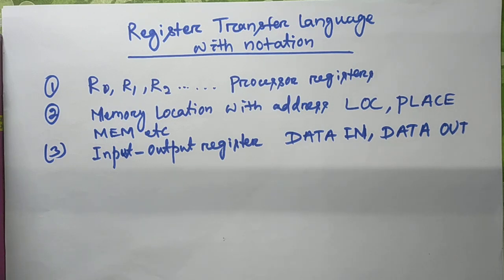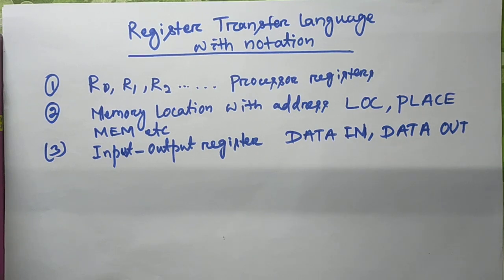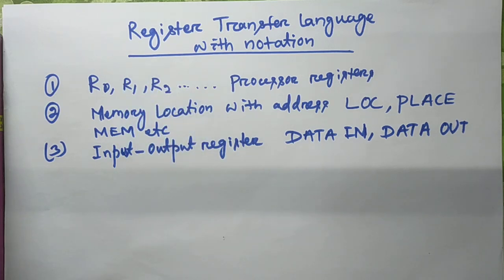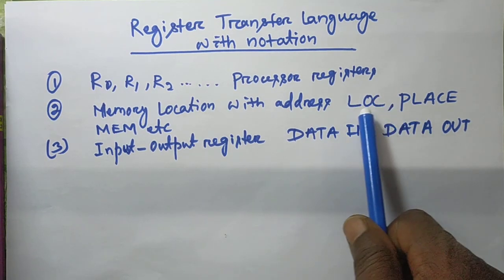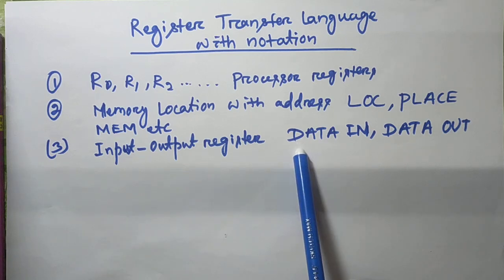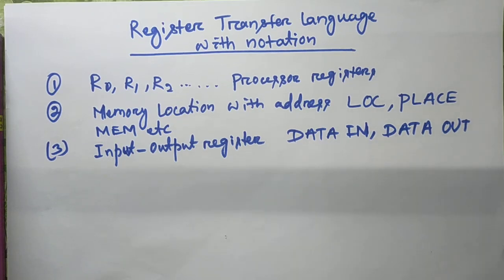So here we can use three kinds of notation. One is the processor register: for any processor register we use R0, R1, R2. For a memory location with address we use LOC, or place, or memory, etc. For the input output register we use data in and data out. These are the basic notations, very standard notations, used in register transfer language.